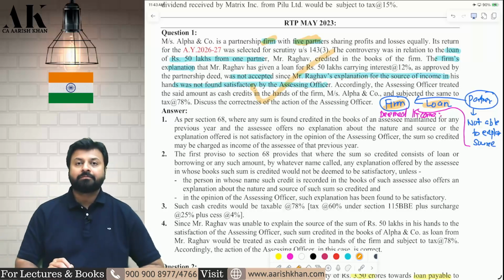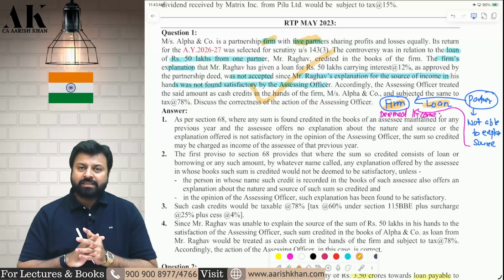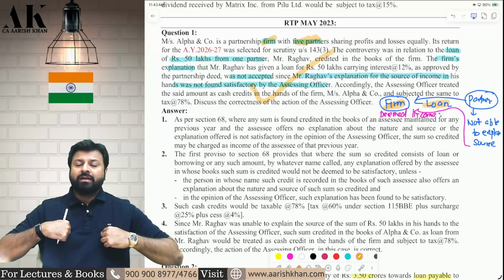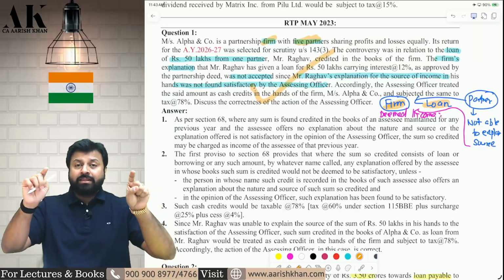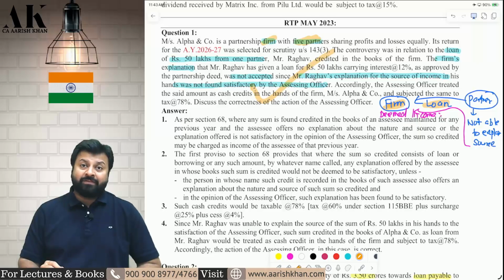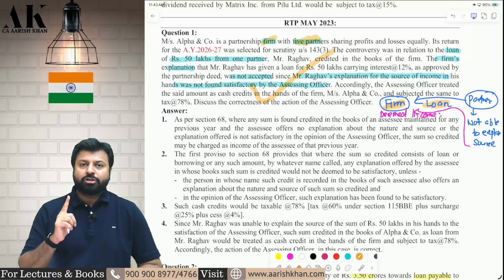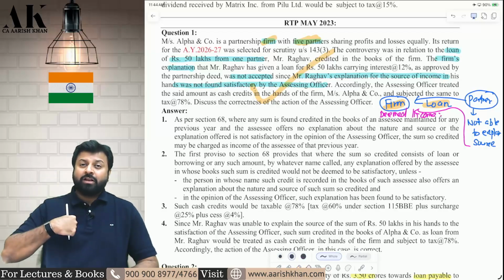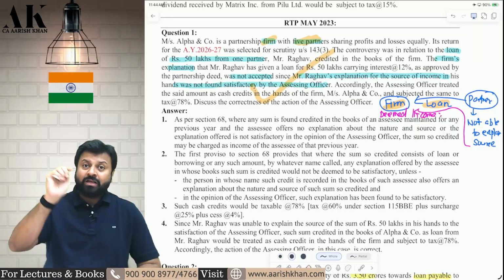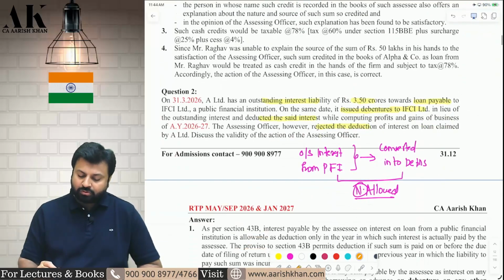The answer is yes. You remember it is written in section 68 that if you take a loan from someone and you are not able to explain the source in the hands of the person who is giving that loan, then that also is deemed income in the hands of the receiver. It will be deemed income under section 68, unexplained cash credit, and that will be subject to 78% tax. I hope it is clear to all of you. So the person who is giving the loan, you have to explain the source in the hands of the giver also. So this is what this question is all about.